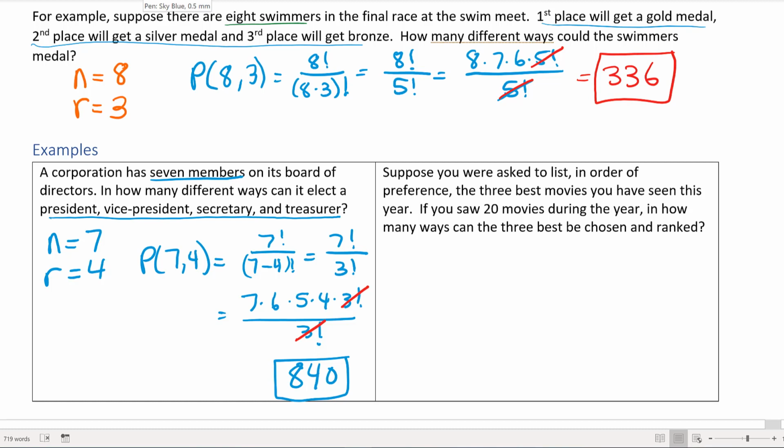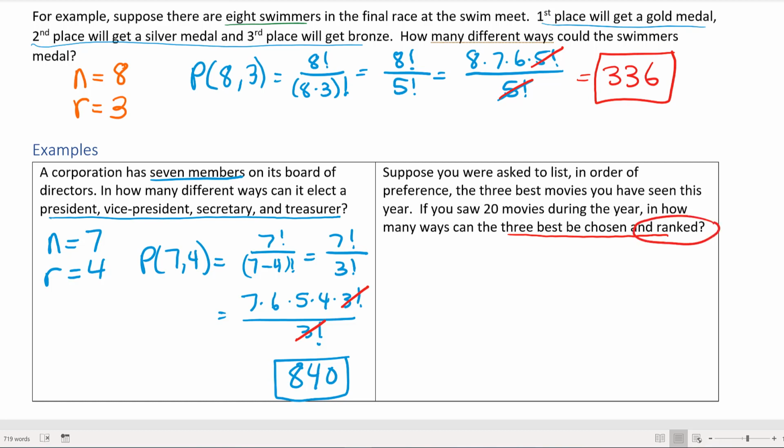Now suppose you were asked to list in order of preference the 3 best movies you have seen this year. If you saw 20 movies during the year, how many different ways can the 3 best be chosen and ranked? Again, does order matter? Yeah, it does. Okay, 3 top best, and ranked. Because it's ranked, that means the order matters. And additionally, you can't choose the same movie twice.